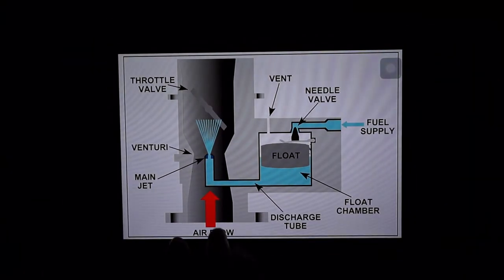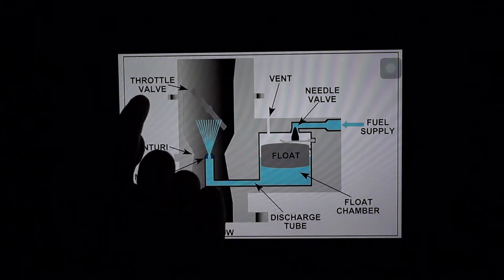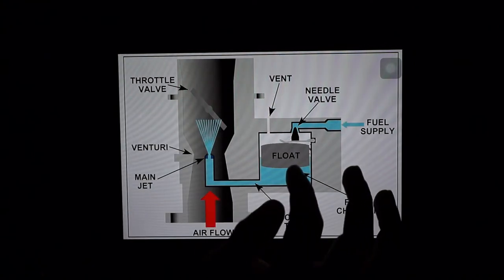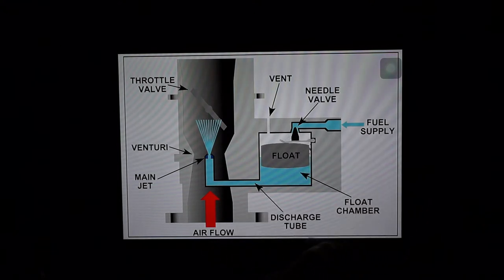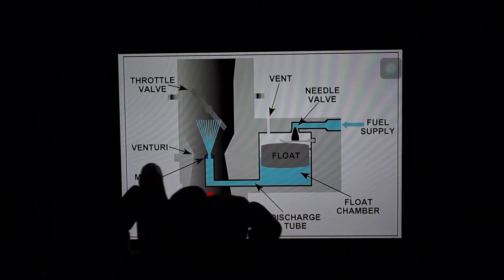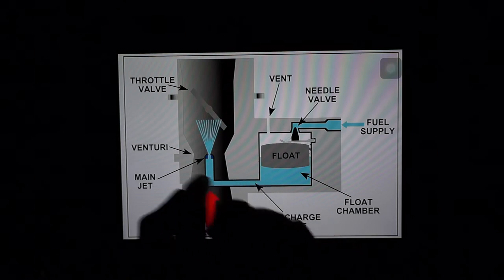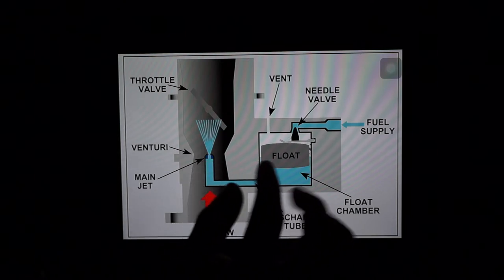This is the general carburetor, a float type, and here is a throttle valve that is controlled by the throttle in the cockpit. There's a vent or breather for the float case. Fuel is supplied to this float chamber, and there's a discharge tube connected to the Venturi and the main jet. The U-tube principle is used here. If you can see, the level is maintained the same.